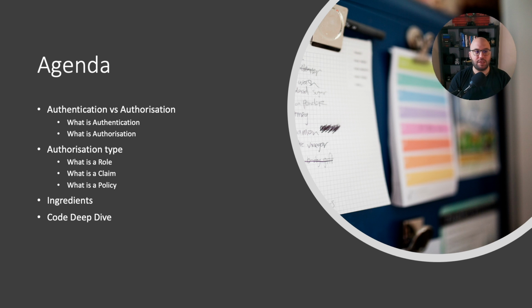First, we're going to be discussing authentication versus authorization. When are we going to be using authentication? When are we going to be using authorization? And how do they work together? Then we're going to be discussing the different authorization types. What's a role? What's a claim? What's a policy? And how do they fit together? And when should we use every single one of them? As well, we're going to be discussing the ingredients for our code. And then we're going to be jumping into our source code.